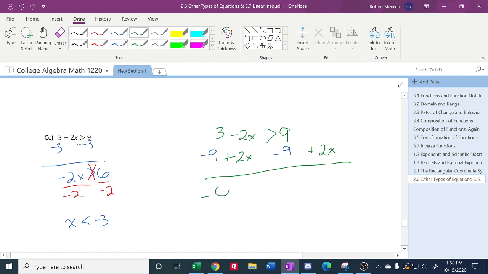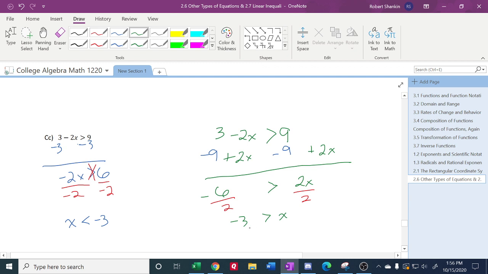I get -6 greater than, these cancel out, 2x. I divide by 2. Now this time I'm dividing by a positive number, so I don't change the inequality. I get -3 is greater than x.